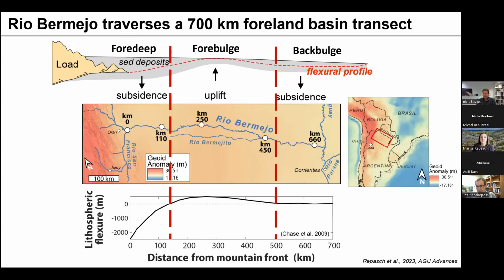And so the Rio Bermejo traverses this 700 kilometer transect across the foreland basin, perpendicular to all of these features. And so here we should be able to see and test whether there are effects of this differential subsidence and uplift as the river crosses the foreland basin. Next slide.